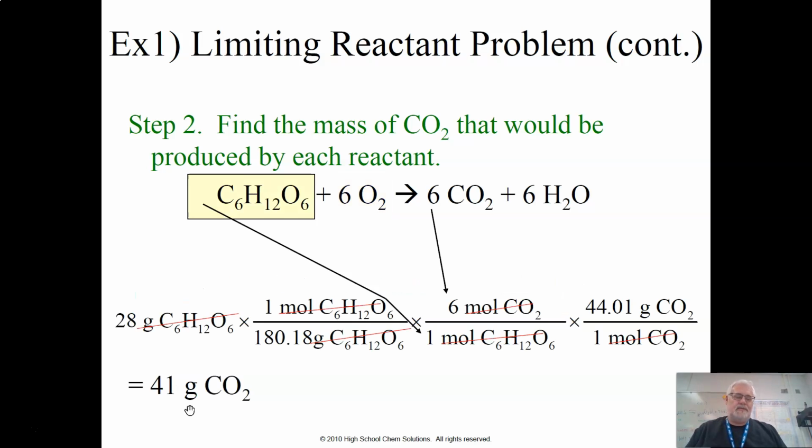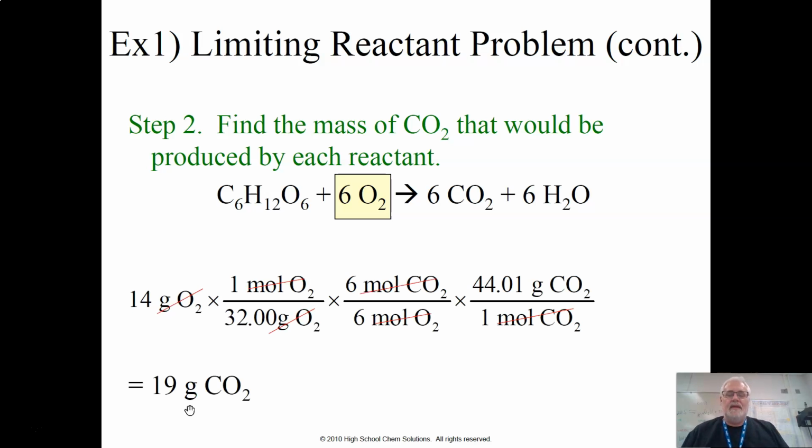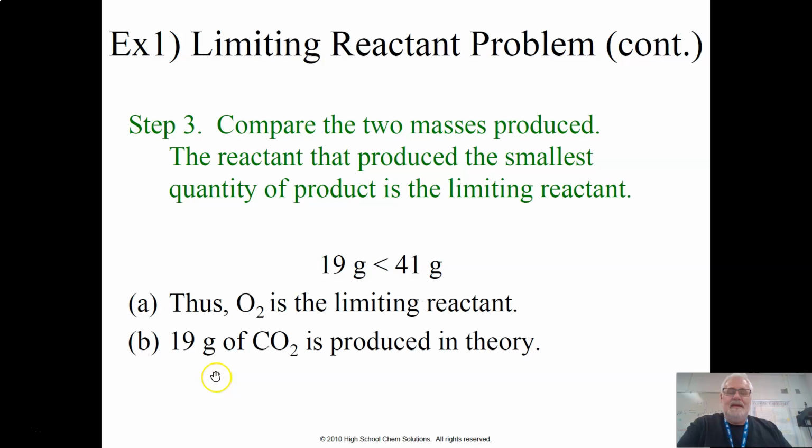So remember, this one was 41 grams. So just like the cheeseburger problem, the right answer is 19. All right? So that's your step 3. I think it's a good idea to write this stuff down. You can use your notes on the test, so when you get to a limiting reactant problem, you can remind yourself, hey, I compare the two masses. The smaller one is the limiting reactant.